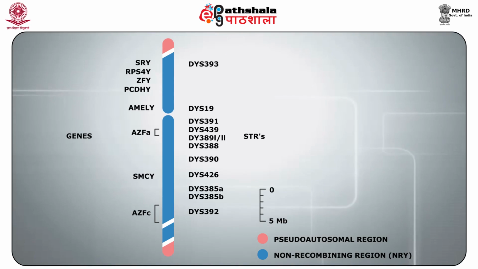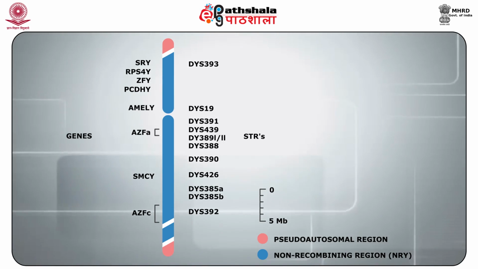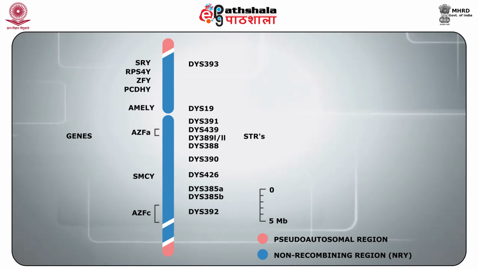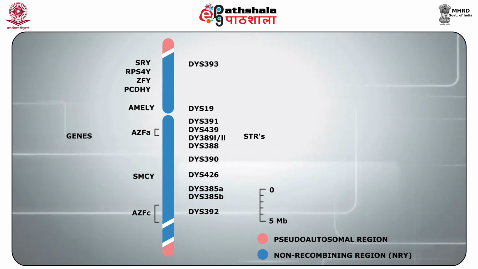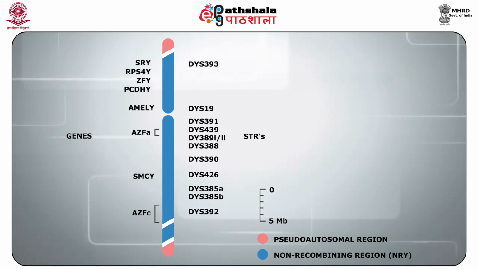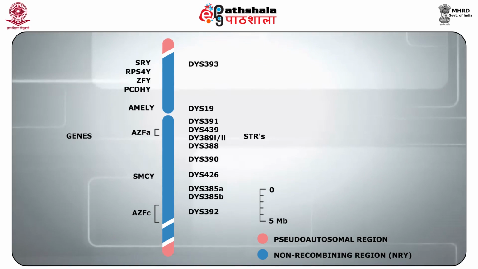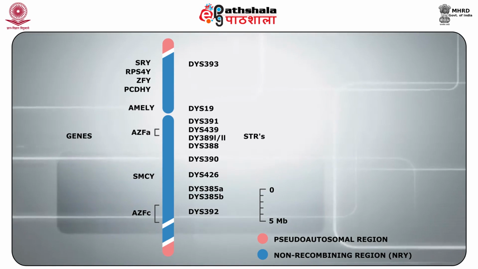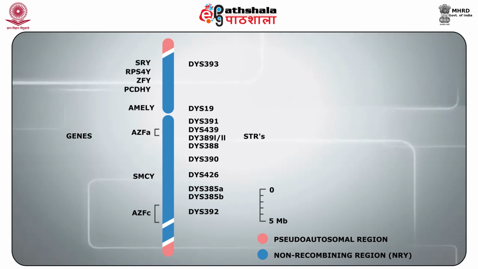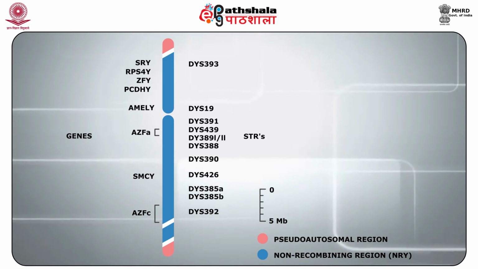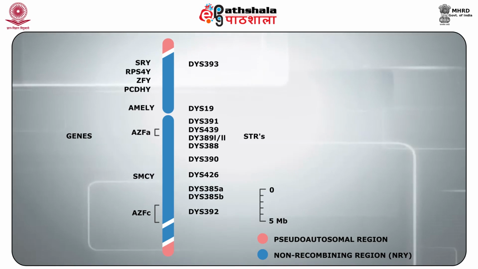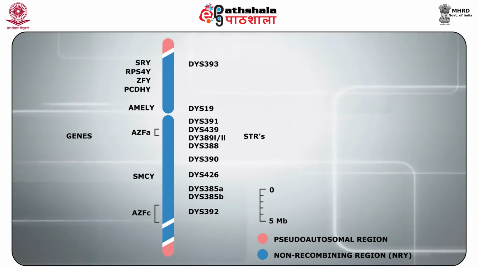The most commonly used Y-STR loci for forensic testing are DYS19, DYS385A and B, DYS389I, DYS389II, DYS390, DYS391, DYS392 and DYS393. The following figure shows the human cytogenetic map of the Y chromosome. The Y-STRs and positions are also shown.